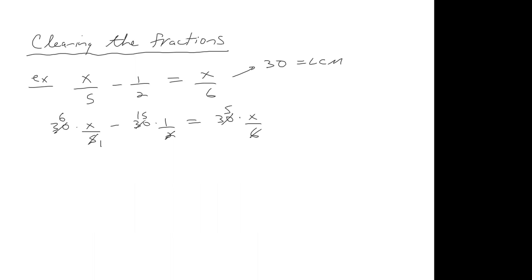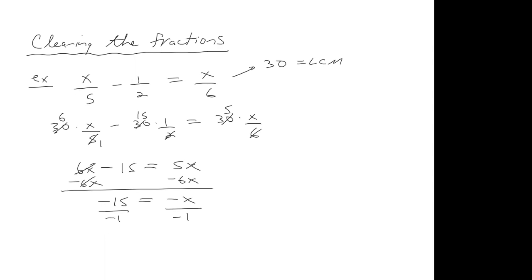So what I just did, using a legal algebra rule, is clear those fractions out. Now I'm left with 6 times x, 6x, minus 15 times 1, which is 15, is equal to 5x. Now I could subtract the 6x from both sides. I'm left with negative 15 is equal to 5x minus 6x, which is negative x. To change that to a positive x, I divide both sides by negative 1, and that makes those positive. I'm left with 15 equaling x, or x equaling 15.